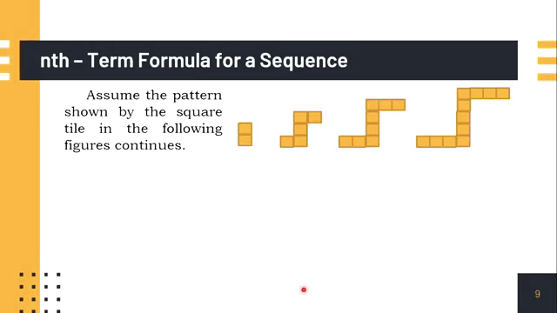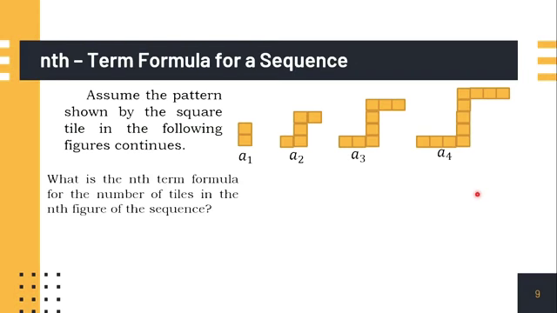Another, assume the pattern shown by the square tile in the following figure continues. So, this is our first term. So, meron tayong dalawang square. Sa a sub 2 natin, meron tayong 5 square tile. Sa a sub 3 natin, sa pangatlong term natin, meron tayong ilan? 8 square tile. So, sa pang-apat, ilang square tile? We have 1, 2, 3, 4, 5, 6, 7, 8, 9, 10, 11. So, meron tayong 11 na square tile. So, gamit yung kanina, alamin natin yung nth term, no?